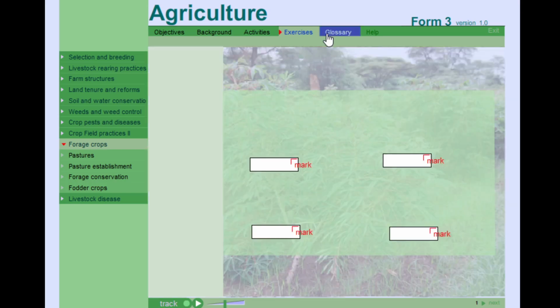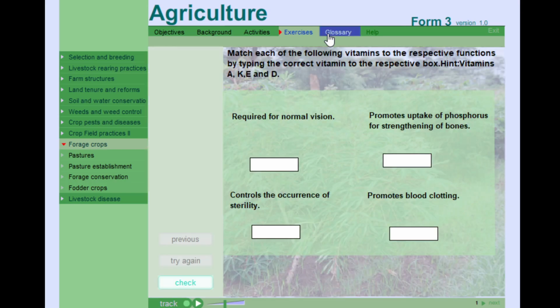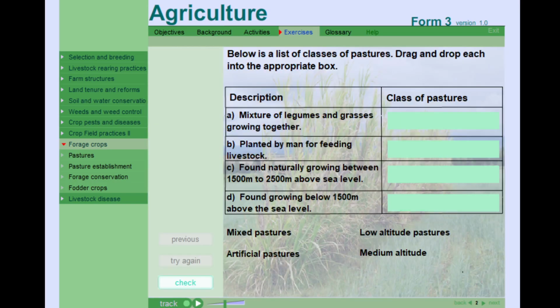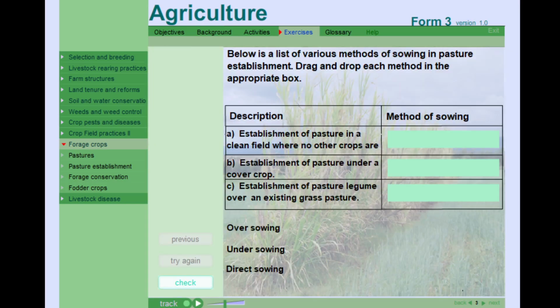Match each of the following vitamins to the respective functions by typing the correct vitamin to the respective box. Below is a list of pastures. Drag and drop each into the appropriate box. Below is a list of various methods of sowing in pasture establishment. Drag and drop each method in appropriate box.